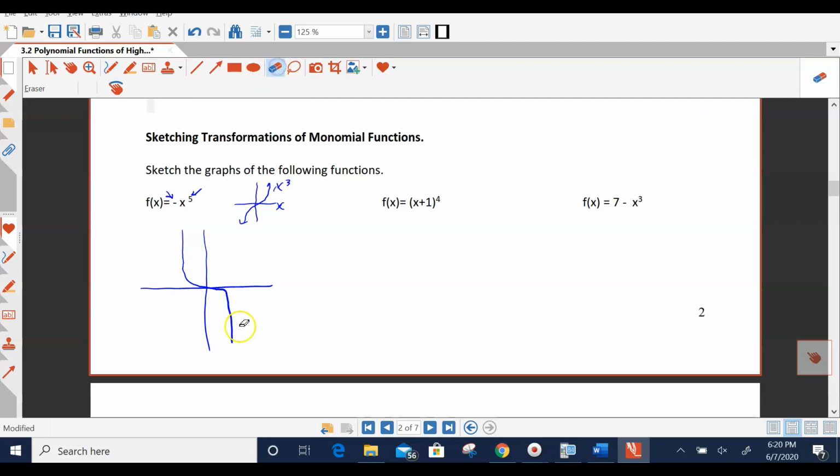Ooh, that wasn't great. These aren't the easiest ones to graph. Let's see if I can do a better job with that. A little flatter there and then going out. Okay, so there's a negative x to the fifth.